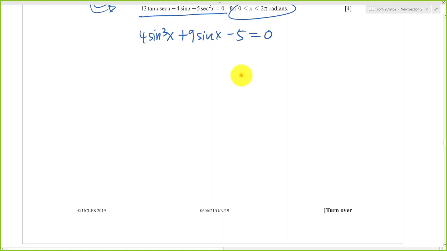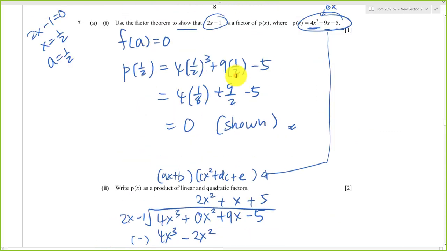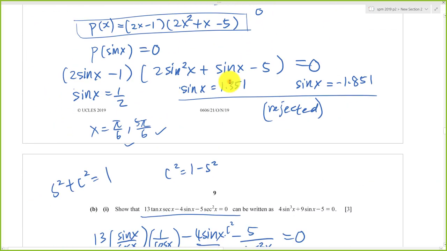Can get it? Yes or no? Yes. You sure? This one so hard.